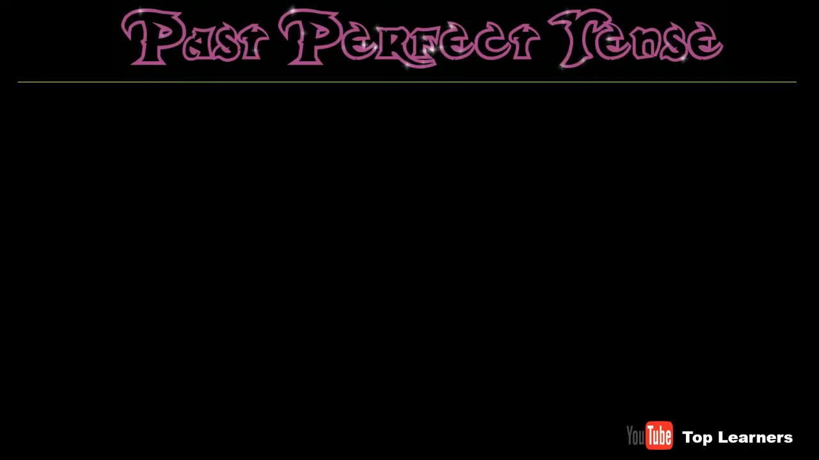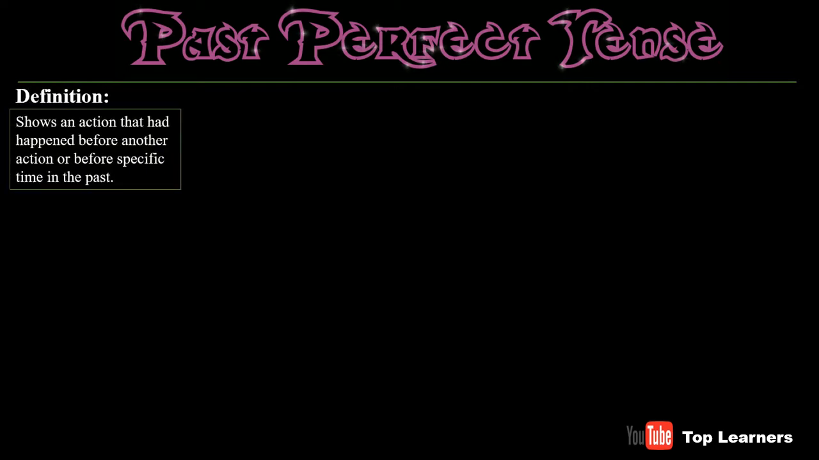Let's get started. Past perfect tense: first we are going to see the definition of past perfect tense. Past perfect tense shows an action that had happened before another action or before a specific time in the past. Sometimes people call it past of past because one action happened before another action, and that's why we call it past of past. How can we form past perfect tense?